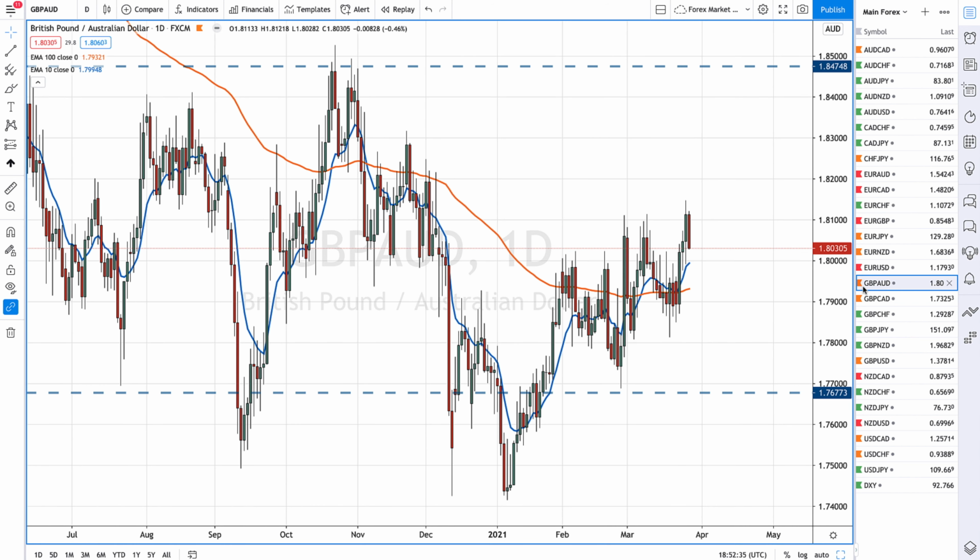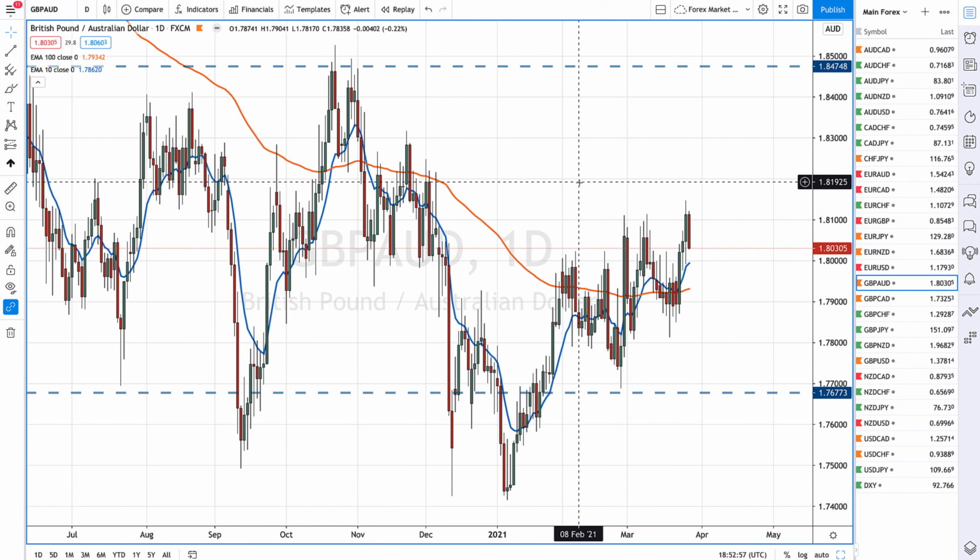If we look at the pound pairs, so the British pound, we are slightly bullish on the British pound across the board. It's got a little bit going for it. Obviously, here in the UK, we're benefiting from the vaccine rollout going really, really well, which is a good thing. The markets are obviously with us on this as well. So the markets are bullish for the pound.